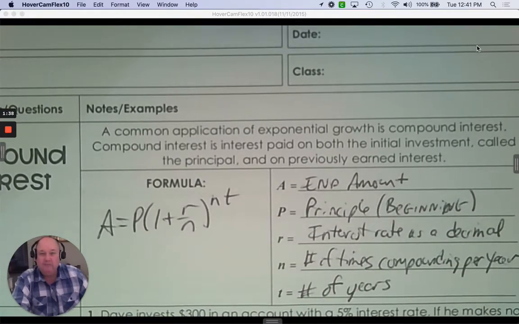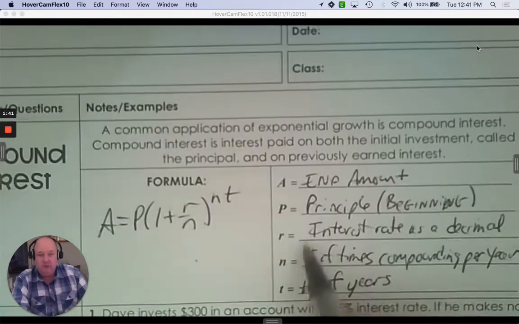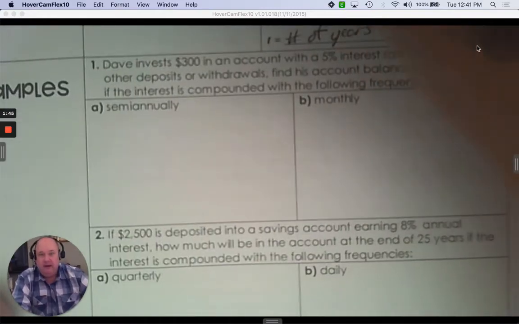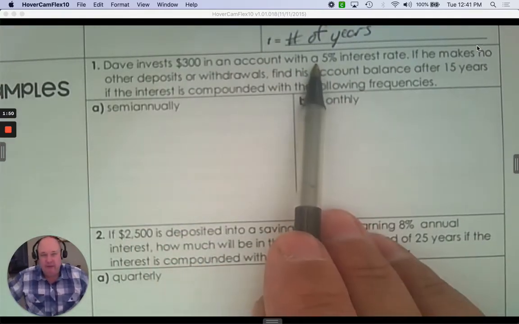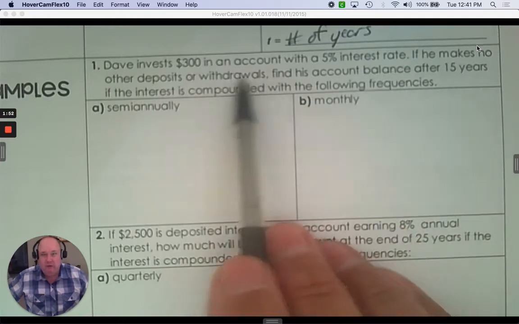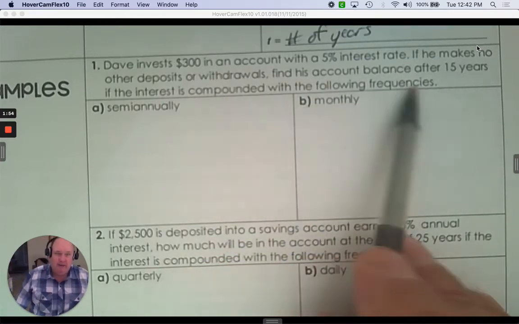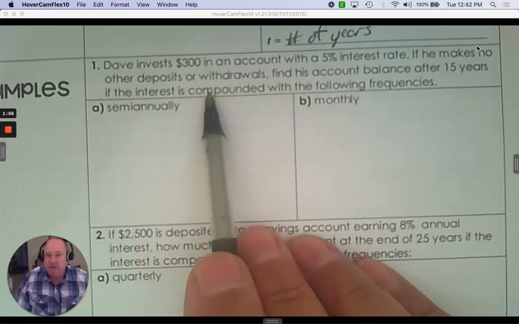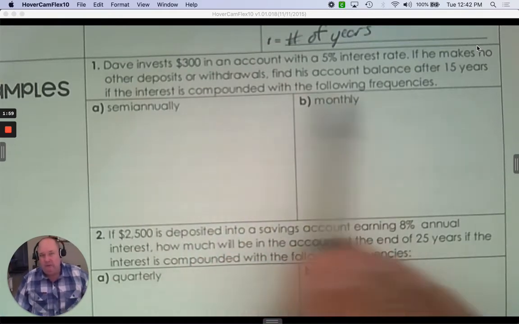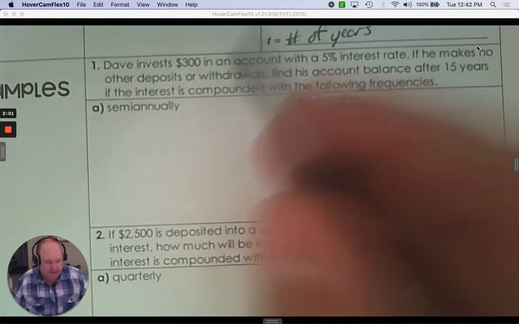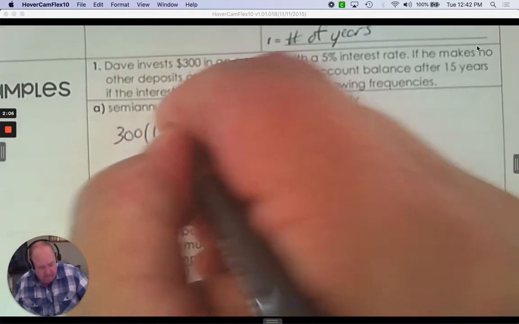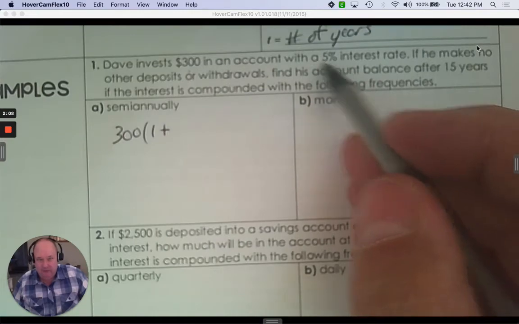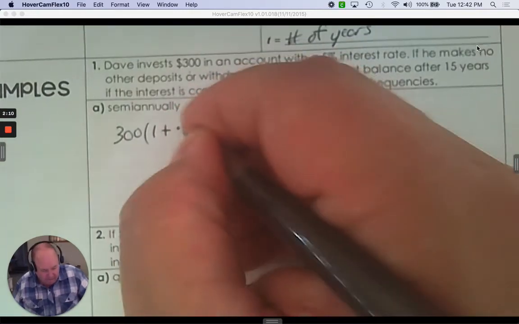Okay, here we go. You ready? We're going to use this formula to answer these stories. Dave invests $300 in an account with a 5% interest rate. If he makes no other deposits or withdrawals, find his account balance after 15 years, if the interest is compounded semi-annually or monthly. So break it down. The initial amount is $300. The interest rate is 5%, and as a decimal, that's 0.05.